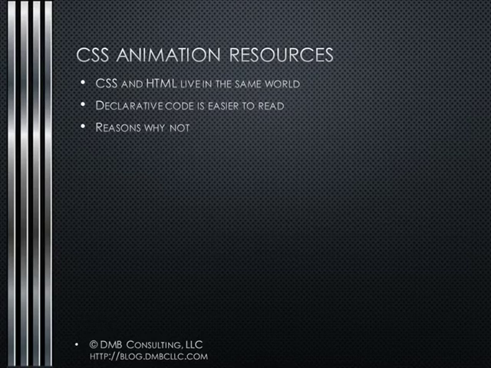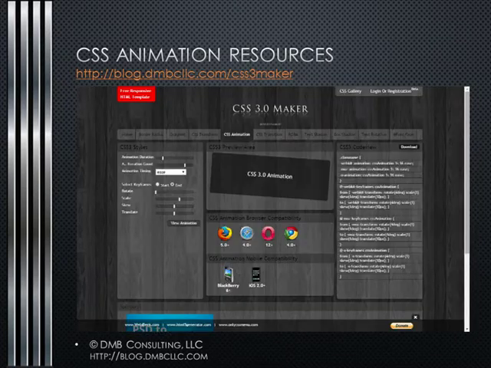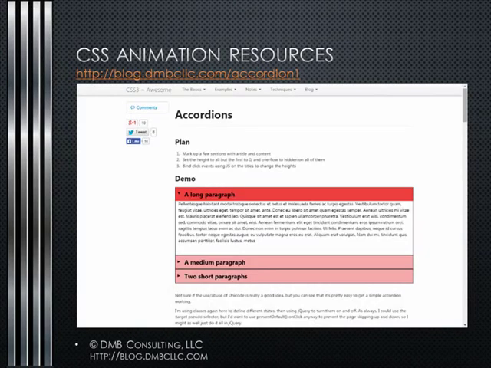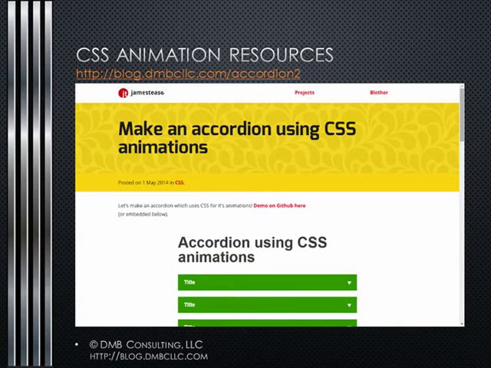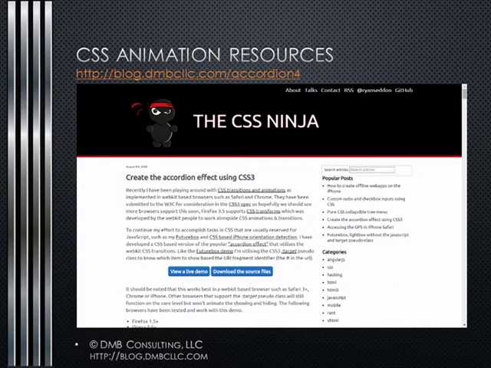CSS generators. There's a couple CSS generators that I found. One is called CSS Animate, and the other is CSS3 Maker. Now, some things you might want to do. One of the things that we commonly do on our websites is use an accordion. And there's a couple, actually several accordions out there. One from Bradshaw Enterprises, another from James T. Another from Martin Avino, and one from the CSS Ninja.